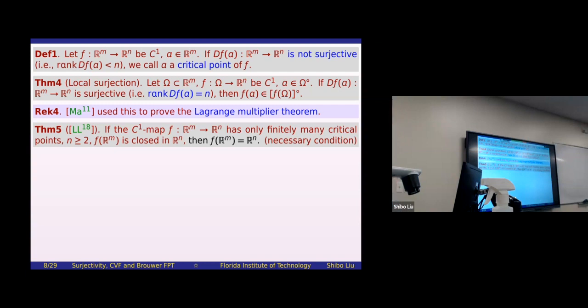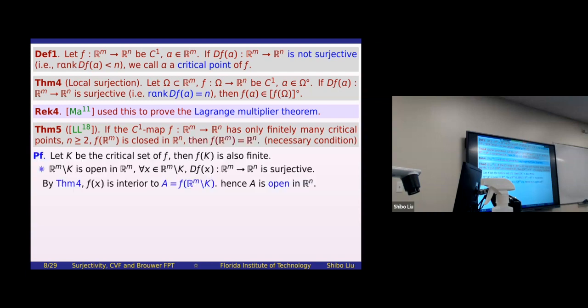Now the proof of this theorem is very easy. Actually, this is a collaboration with an undergraduate student. So let's take K, the set of all critical points of f. Then our assumption says that K is a finite set. Therefore, the image of K, that is f(K), is also finite. On the other hand, because K is finite, it is closed.